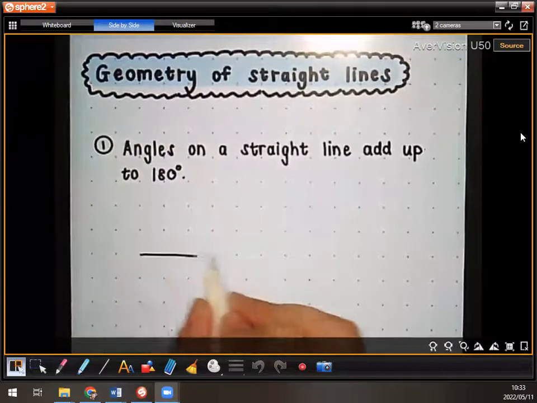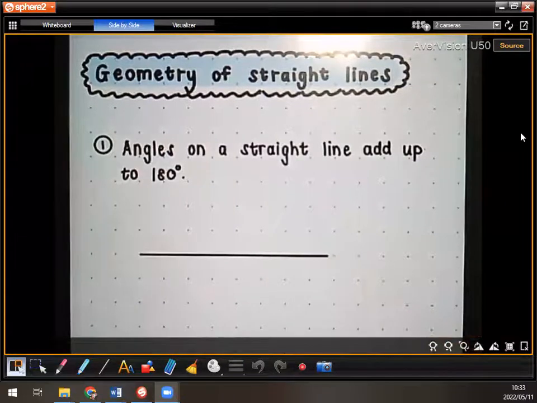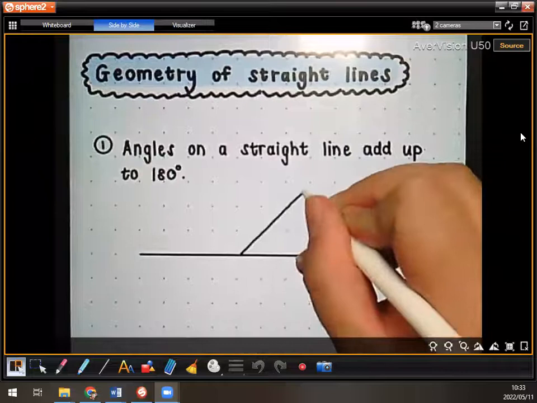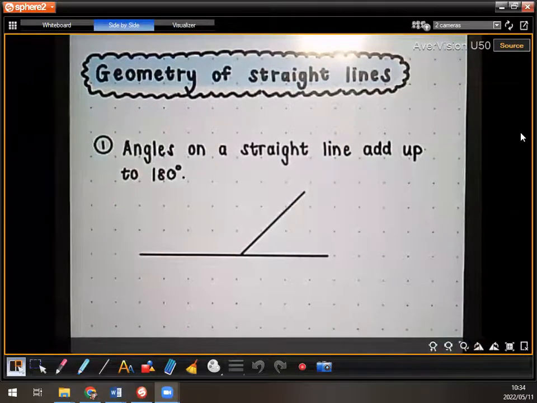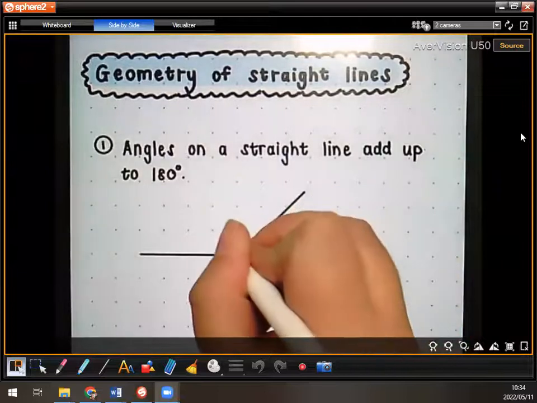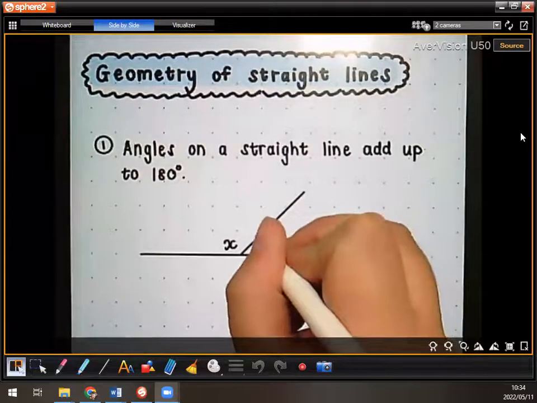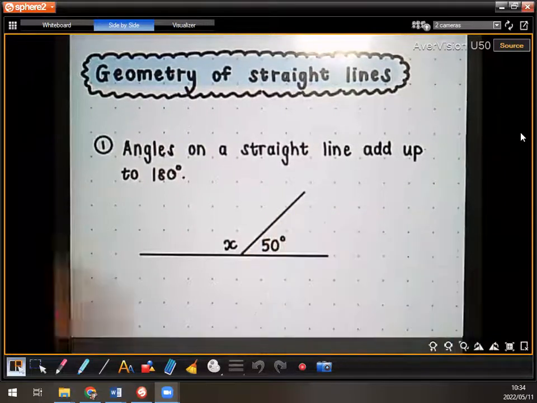So just underneath that, you can just draw a straight line and just draw any kind of line just going up from that straight line. It doesn't matter what those angles are, you can draw one line up like that. So if you have that this angle is x and this angle is 50 degrees.